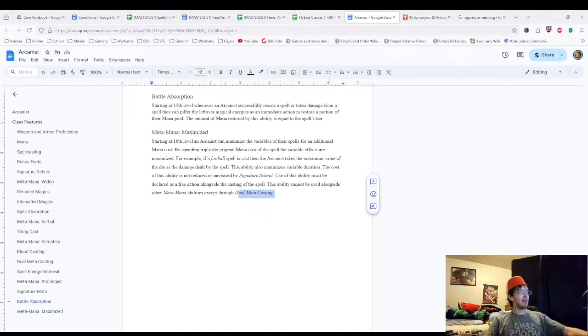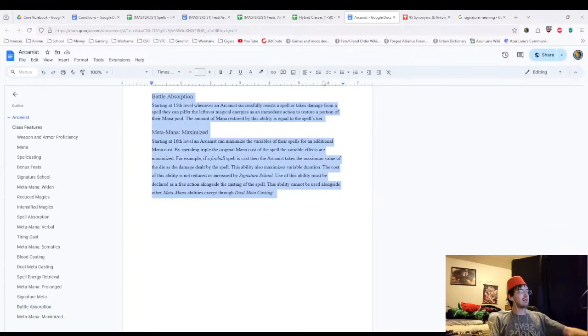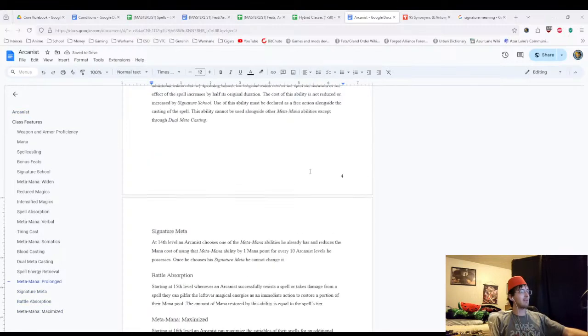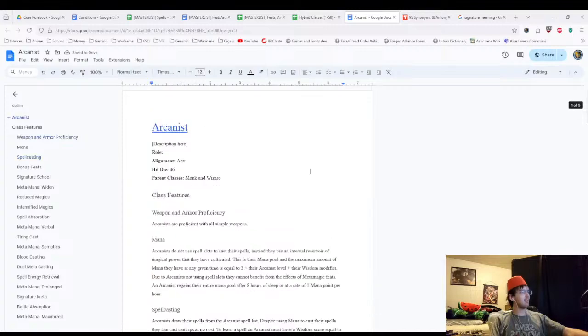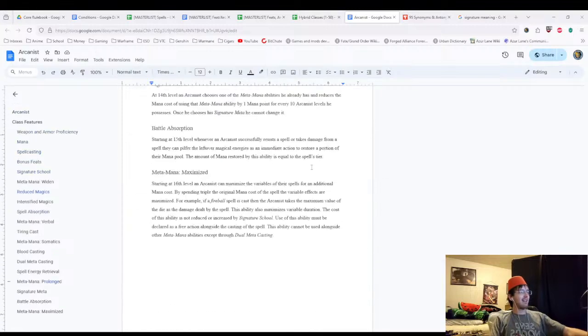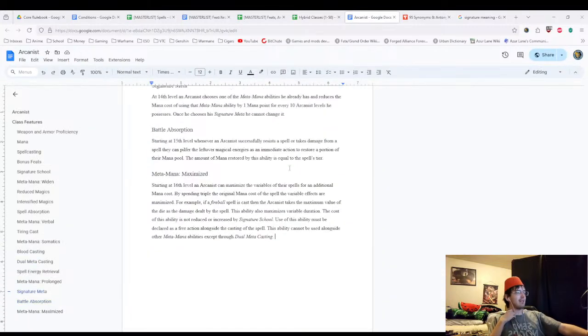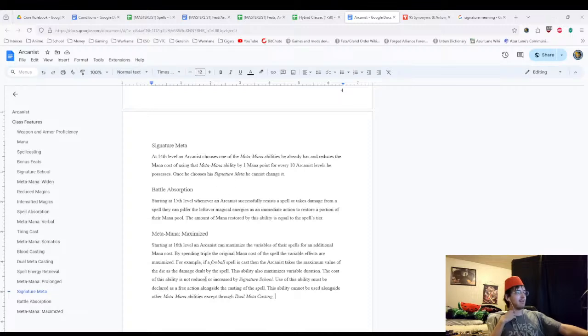So there's meta maximized. And since that was a meta and I copied it, we need to do this. We're on 5 pages of this stuff. This is a college paper's worth of stuff. I love it. All right. Yeah, meta maximized. Okay. So, level 17. Okay, so we got him battle absorption.